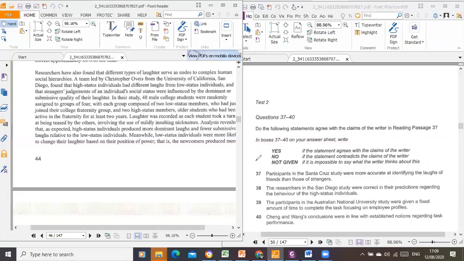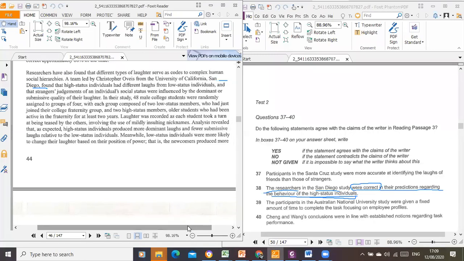Now, 38 says, the researchers in the San Diego study were correct in their predictions regarding the behavior of high status individuals. Now, the researchers were correct in their guess or predictions regarding behavior of high status individuals. So I have San Diego here. Now, did they mention researchers being correct about their behaviors? So you need to answer that.